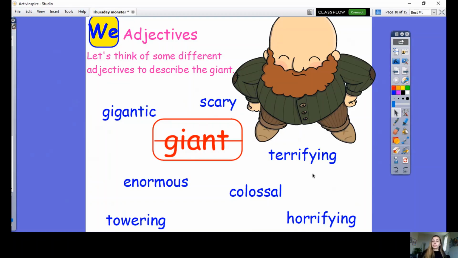So you'll go to write down your adjectives. If you have already written them down when you drew your monster, you can skip this step. But if you didn't do that task, then right now I want you to write at least 3 different adjectives to describe your giant. So pause the video and come back when you are ready.